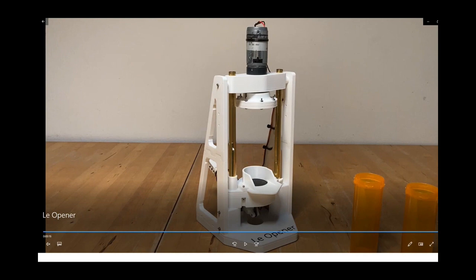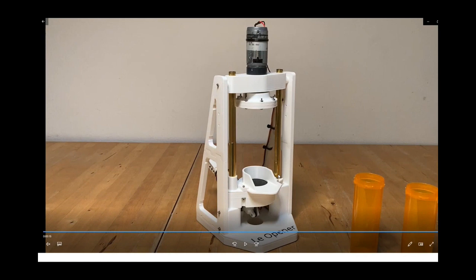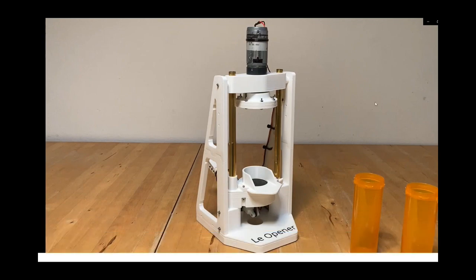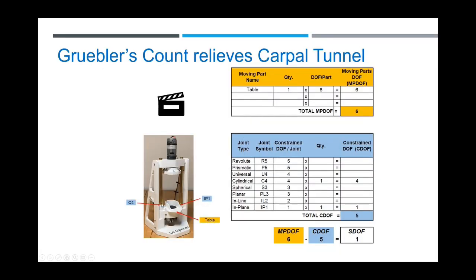I have a cylindrical joint, which is a value of 4. And over here, I have what you call an end plane joint. It's basically like a fork that goes around a rod, so it keeps it from rotating. And that's all it needed. And this slides up and down all day, 400 bottles a day. It's been running great. And that's because of Gruebler's count. So as you can see here, this is the math I used. I didn't include the lever arm, but she was really happy with it. So Gruebler's count relieves carpal tunnel.